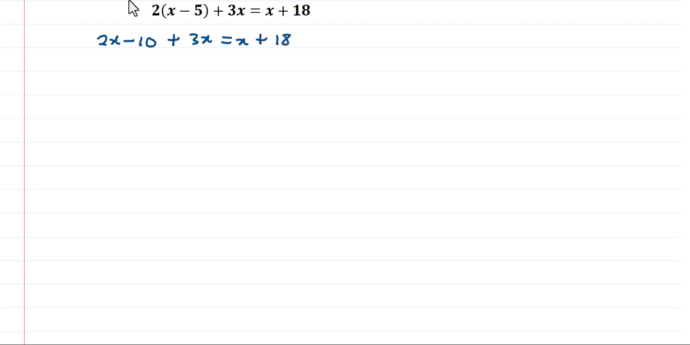plus 18. Since we have 2x here and also 3x, let's combine them. So we can add them up to have 5x minus 10 is equal to x plus 18, so that we can have a more organized structure. At this very point, we have an x here, one x. So let's subtract x from both sides.